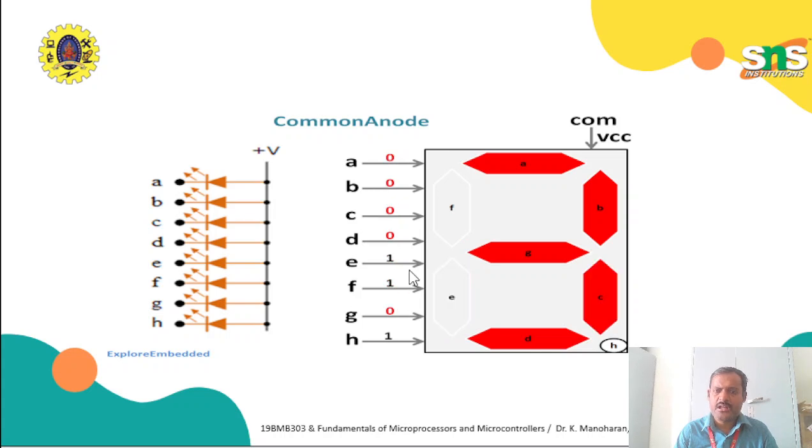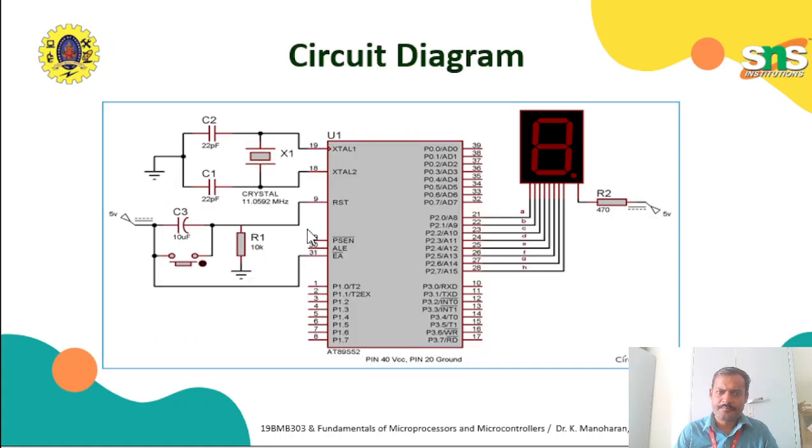So look at this: 1, 2, 3, 4, 5, 6. What are the LEDs to be on? I need to give that value. And what are the LEDs to be off? I need to give a value for this. So this is common anode. Wherever I give 0, that LED will be turned on, because the common anode VCC is already connected. Look at this, this VCC is already connected. So wherever I give zeros, those segment LEDs will be turned on.